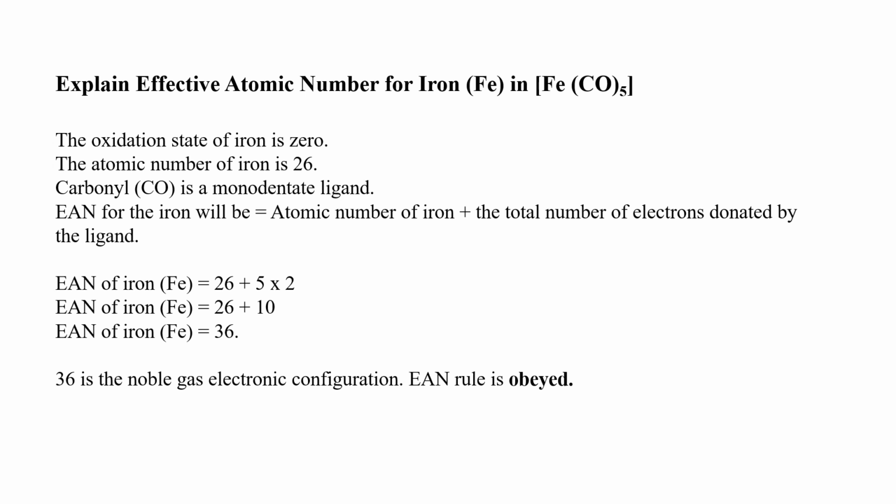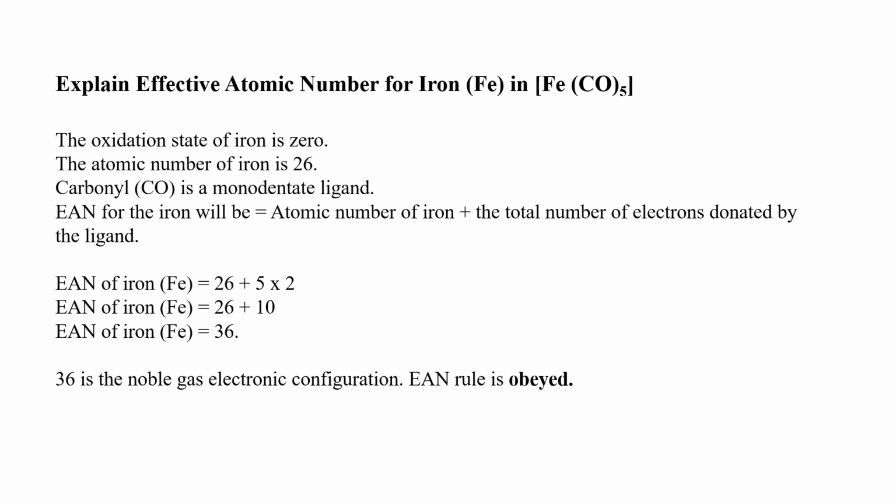Carbonyl, CO, is a monodentate ligand. That means it donates only one pair of electrons to the central metal atom. There are 5 carbonyl ligands in iron pentacarbonyl, right? So through the carbonyl groups, 10 electrons are donated to the metal atom. Initially it has 26 electrons, plus 10 electrons donated by the ligands, so the total number of electrons around the iron in iron pentacarbonyl is 36.